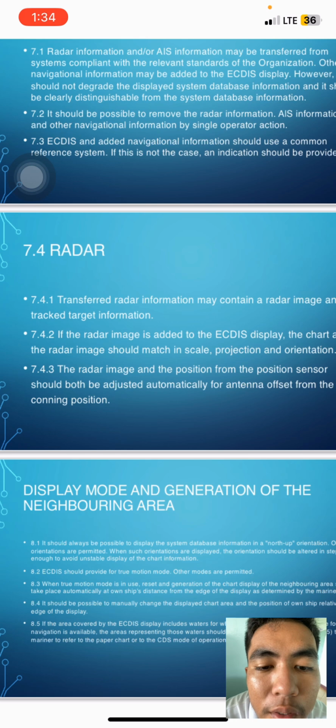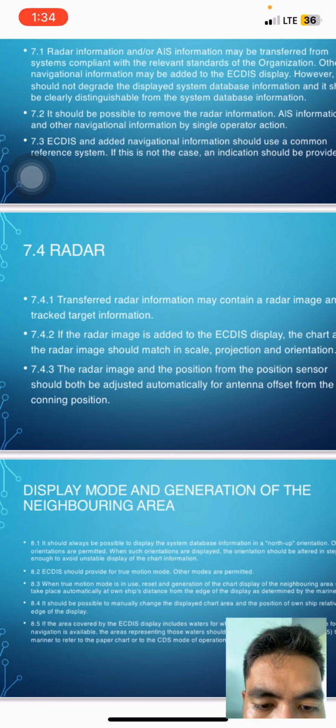ECDIS should provide for true motion mode, and other modes are permitted.